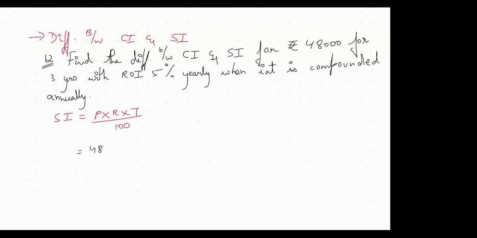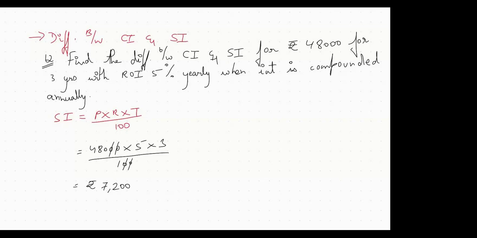So 48,000 multiplied by 5 multiplied by 3 divided by 100, cancel zeros with zeros. 480 into 5 into 3. Multiply them. 7,200 rupees. Okay, 7,200 rupees. So I have my SI.